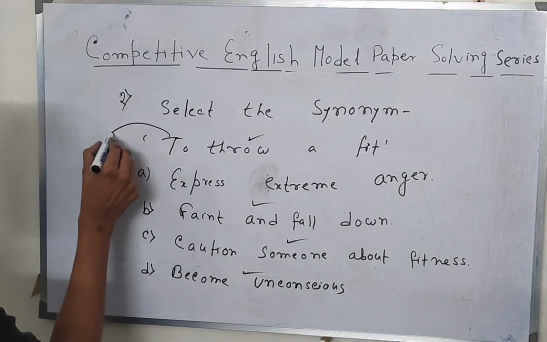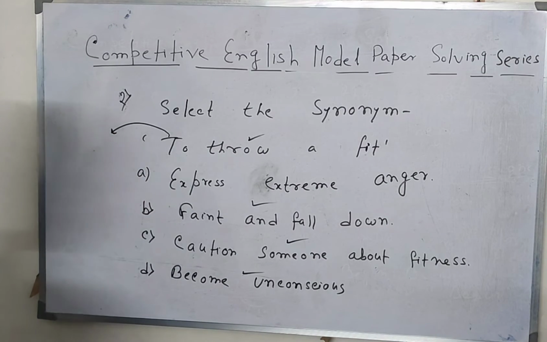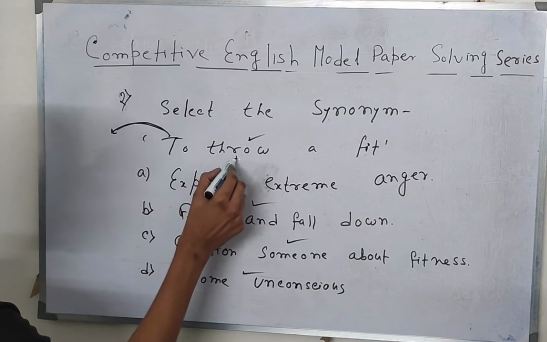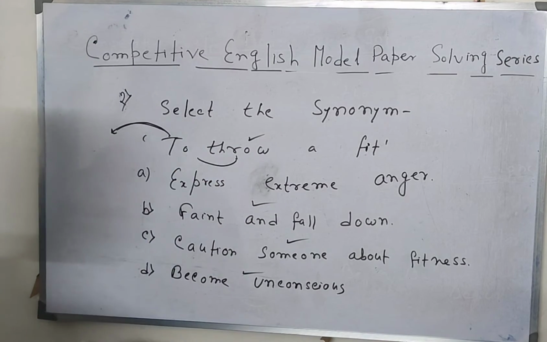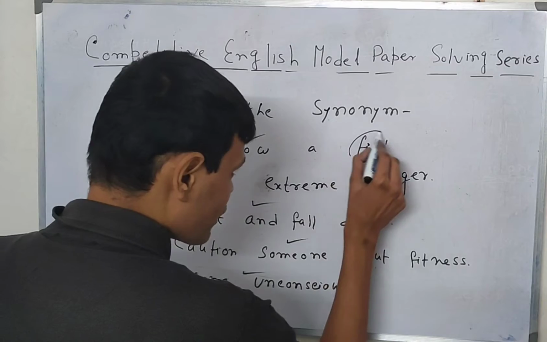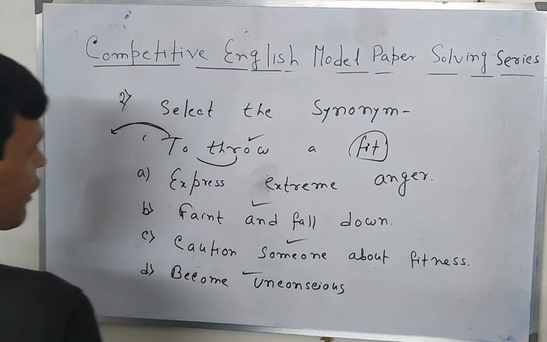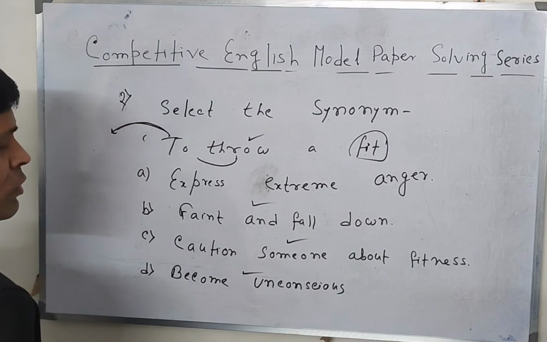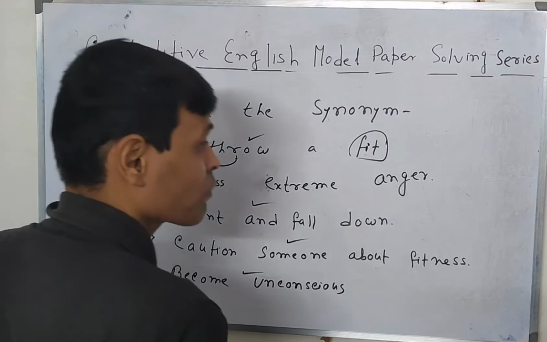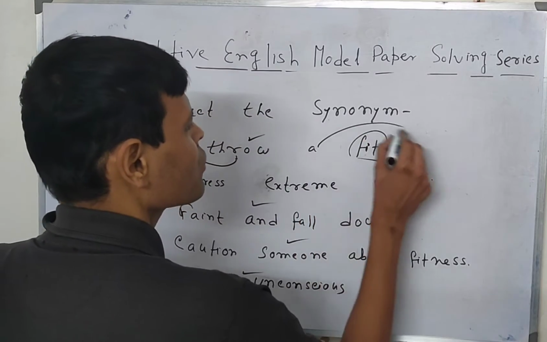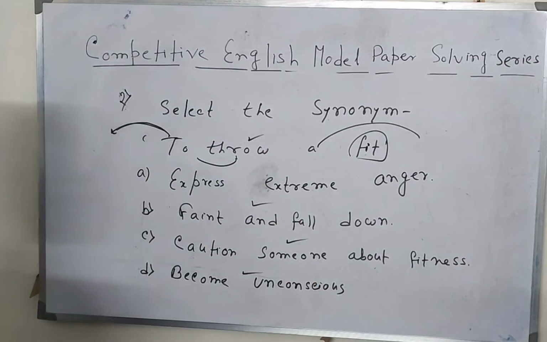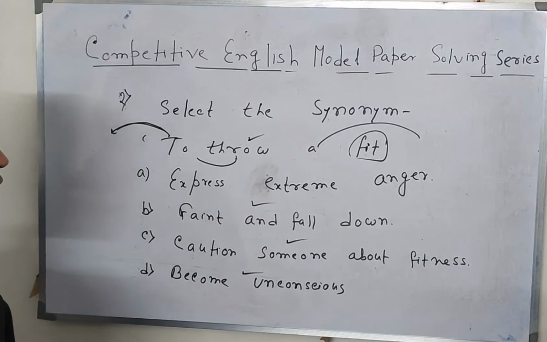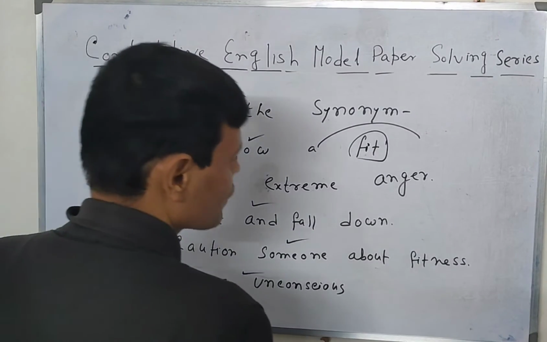Here to is functioning as the infinitive marker. Throw is functioning as the verb of the infinitive. And a fit means one episode of unconsciousness, you can say like that, is also functioning as the object to the verb of the infinitive. Now we never count fitness, we never count unconsciousness, it's impossible. But still we are using a. So there is a great mistake behind using a.